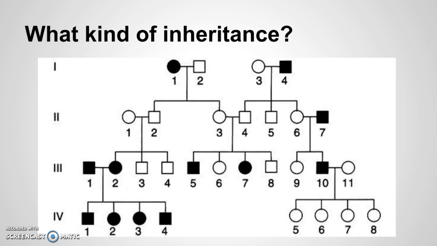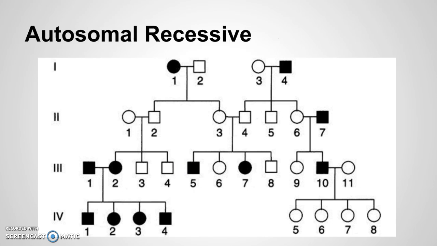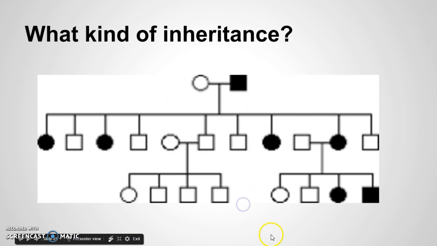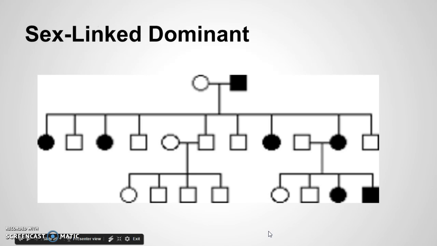And look at this one. And this one is autosomal recessive again. We see parents who don't have it having children who have it. And the last one. This one is sex-linked dominant. We see dad here has it, and each of his daughters, ones that have lines coming from him, have it. And mom has it here, and her daughter and her son have it.